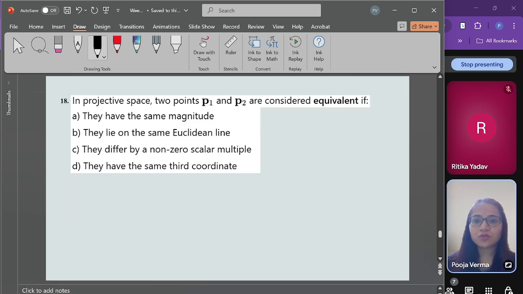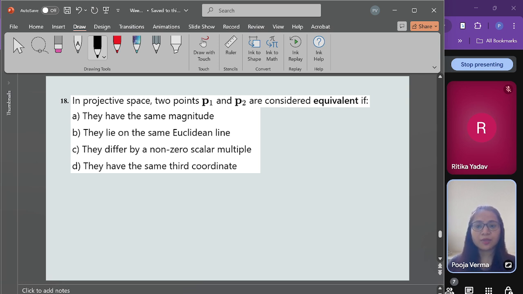Now the next question is: in projective space, 2 points P1 and P2 are considered equivalent if they have the same magnitude, or option B, they lie on the same Euclidean line, or option C, they differ by a non-zero scalar multiple, or option D, they have the same third coordinate. Which option is correct? In the projective space, 2 points P1 and P2 are considered equivalent if.